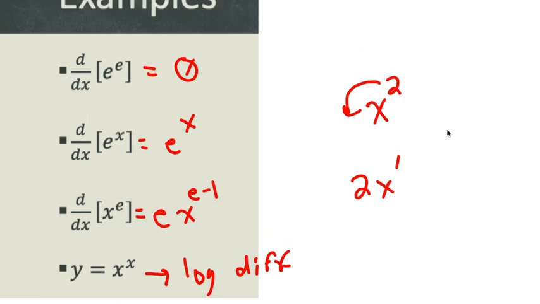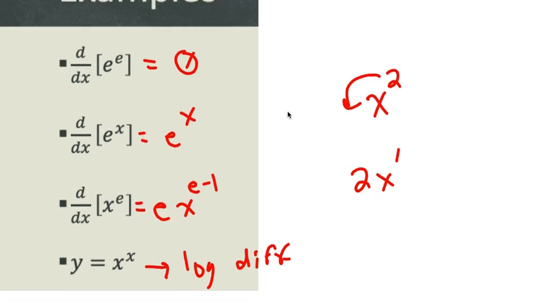So like I said, 4 different ways to view e's and x's, and I just wanted to make sure that you can tell the difference between them and know which derivative you do, when do we do them, how do we do them, what do they look like in their different forms.